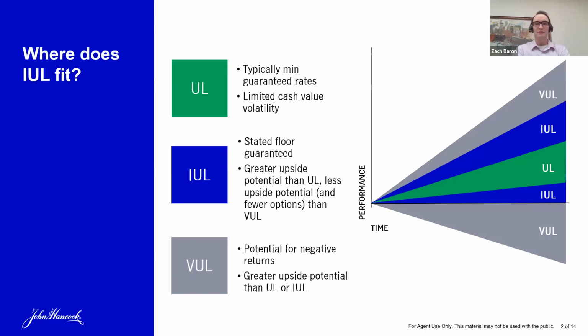IUL was really intended to fit in that middle ground, where clients can get some additional upside potential, not as much as VUL, but more than UL. But they also have some downside protection, with the stated floor, which is typically just 0%. So it fits in that middle spectrum, where there's a moderate range of outcomes. In some years you could be hitting the cap, in some years you could be at the floor, but it's really just meant to give more upside potential than UL, but not as much risk as a VUL.